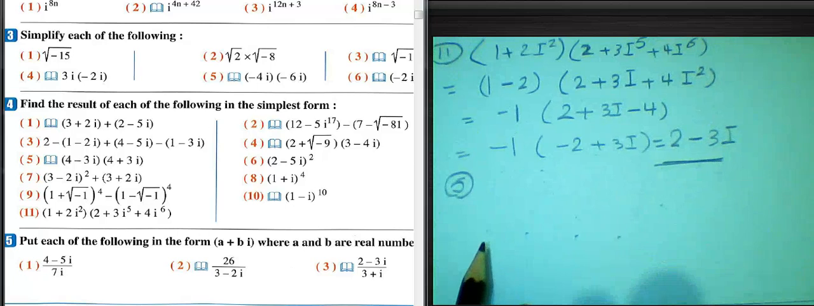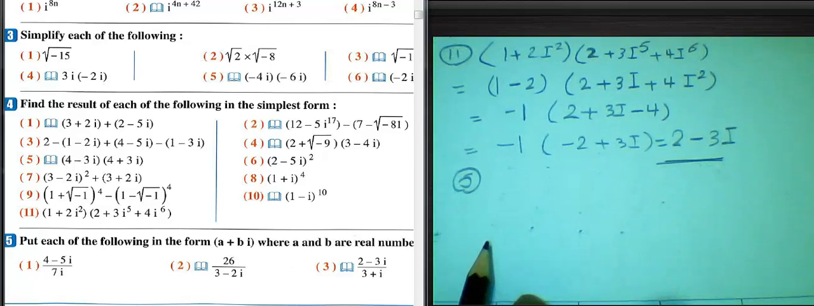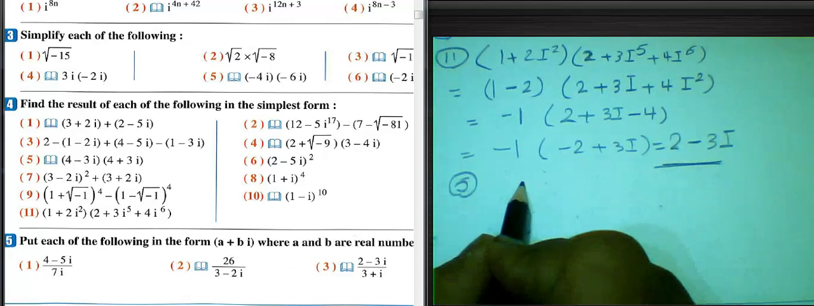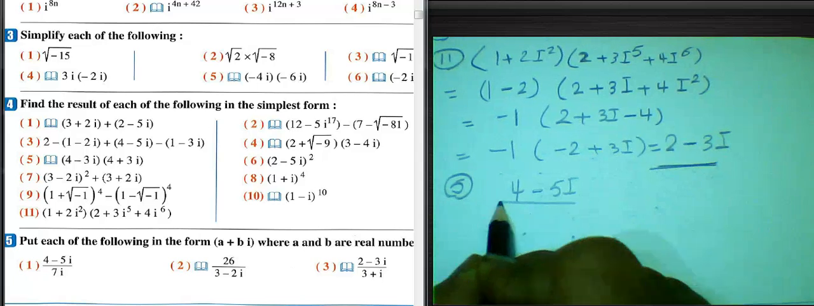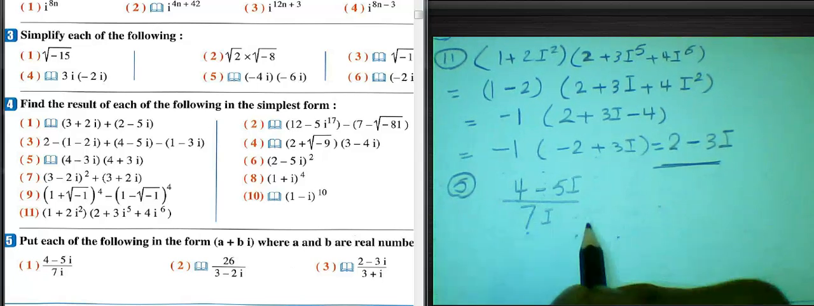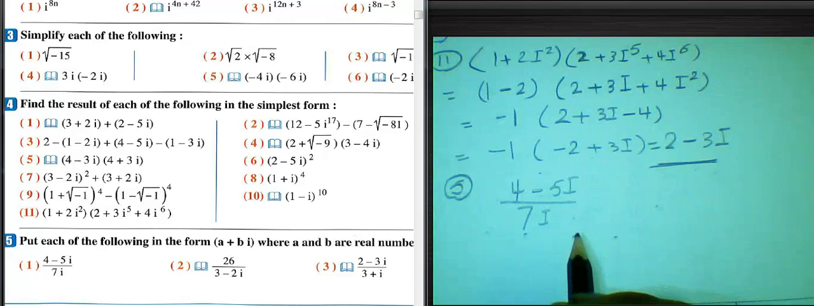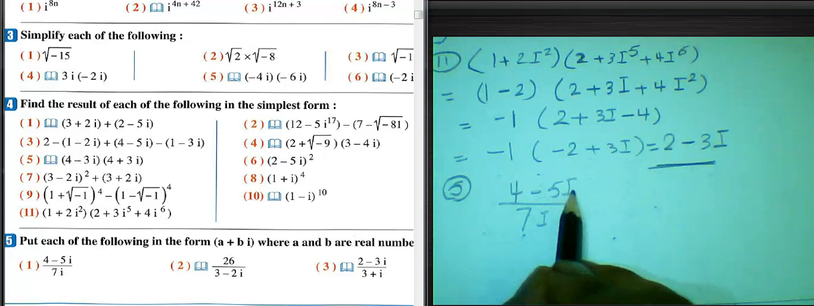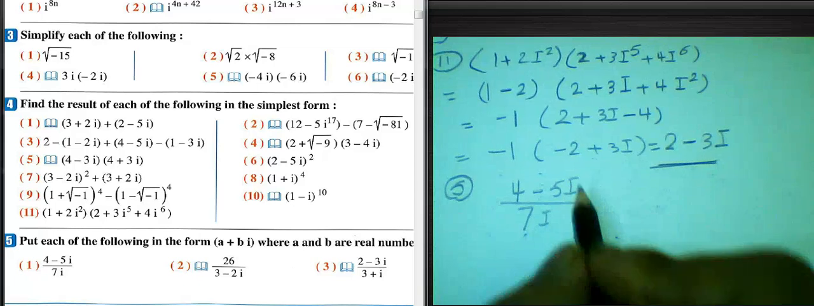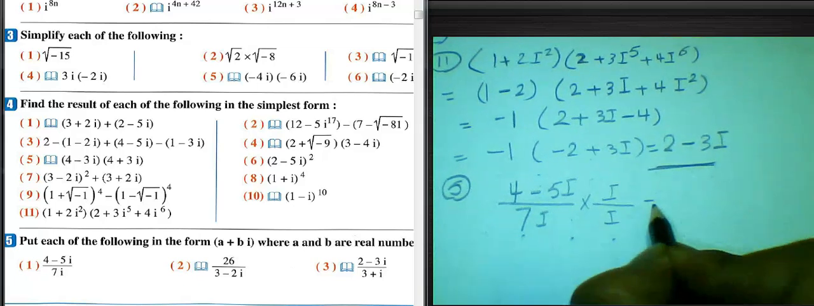Write with me. You must write with me to know the steps. Okay, let's go. 4 subtract 5i over 7i. Put each of the following in the form a plus bi, where a and b are real numbers. Number 1: 4 minus 5i over 7i. We can find the result by multiplying by i, numerator and denominator.